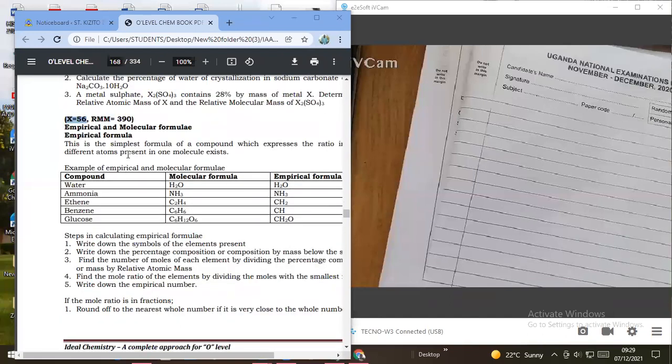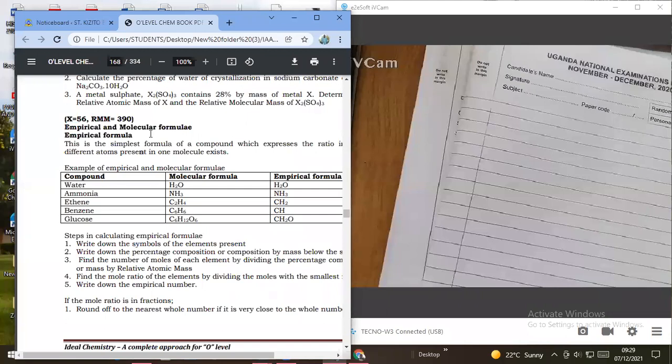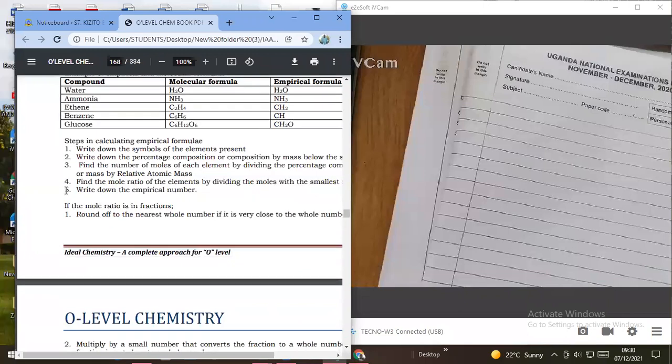Okay. So if that is the way of getting that element or relative atomic mass or any percentage of anything, we looked at the topic of empirical formula. This is the simplest formula which expresses the ratio in which different atoms are present in a molecule. So the steps are: write down the symbols of the elements, their percent composition, find the number of moles by dividing the percentage by relative atomic mass, and then find the mole ratios, and then write down the empirical formula.